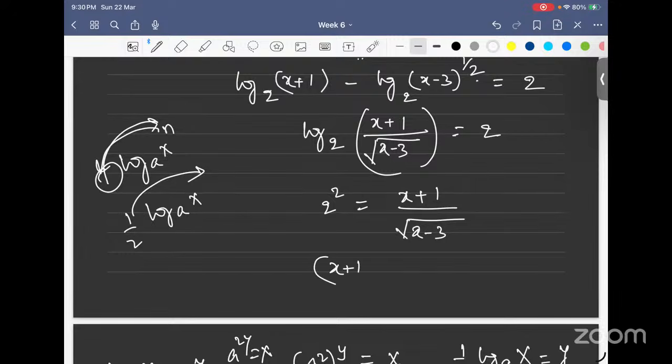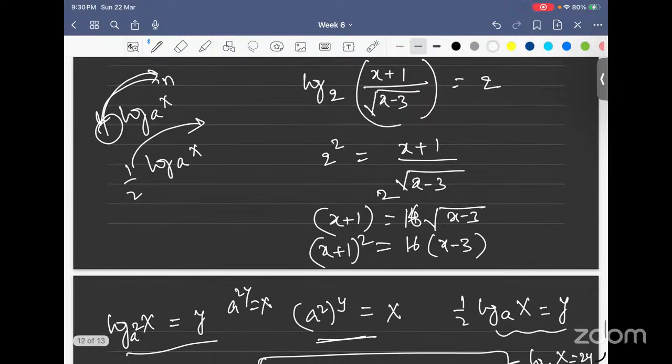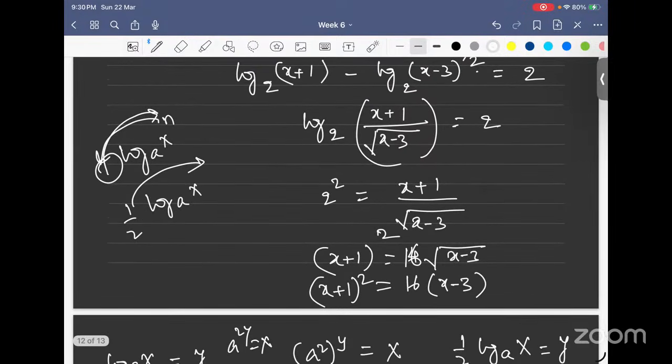So 16 times (x minus 3) equals (x plus 1) power square. So x square plus 2x plus 1 equals 16x minus 48. Then x square minus 14x plus 49.